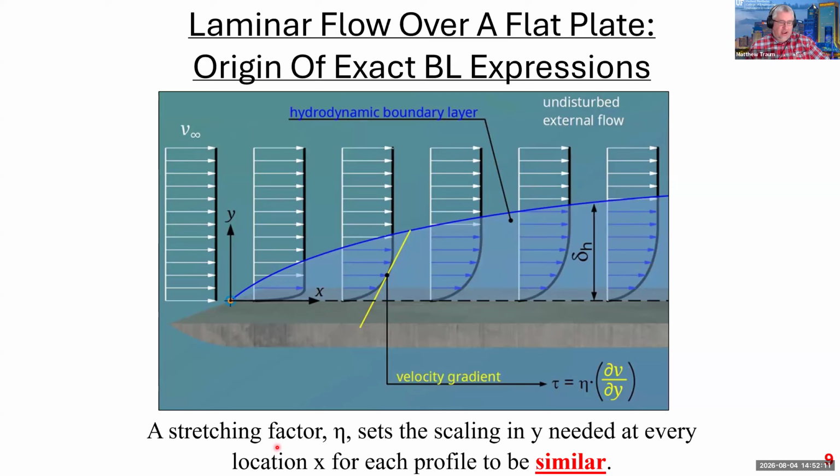That scaling factor is called eta, and that sets the scaling that you need in the y direction at every x location to ensure that each one of these velocity profiles is similar. So that's the underlying innovation: there's this similarity in velocity profiles, and the velocity profiles are all related to each other by a stretching factor. Once you realize that, you can then solve for the shape of the velocity profiles inside the boundary layer, which is what Blasius did.